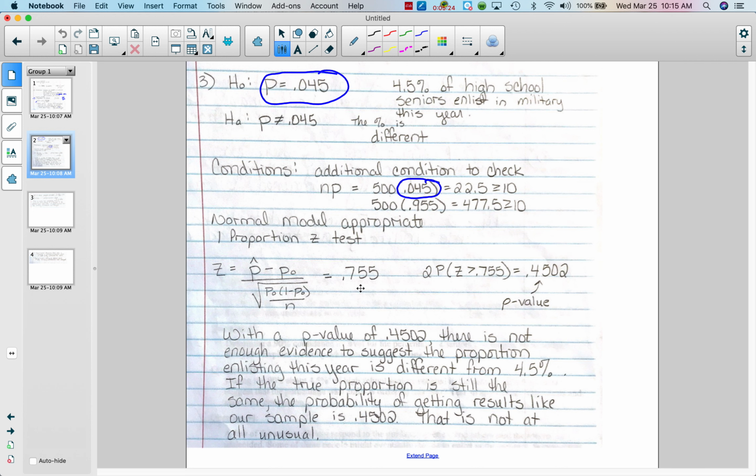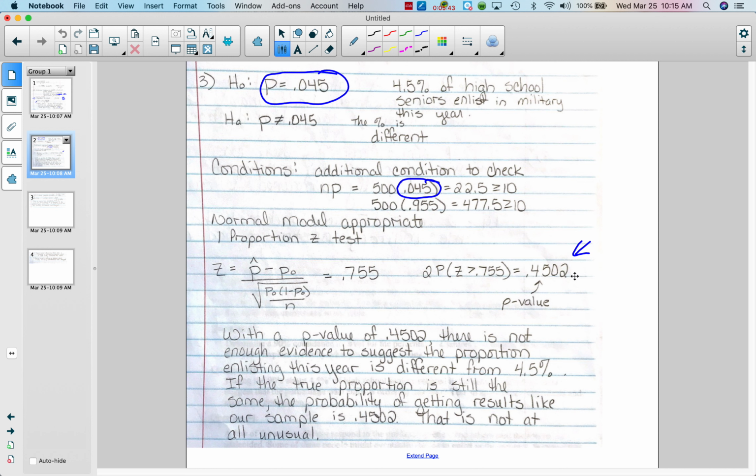It is a 1 proportion z-test. Your z-score value you should write down even if you use your calculator. Because it's a two-sided test, I have to double the p-value if I was doing this by hand. But if you use your calculator, you don't double that. You just are given the p-value. So here's my p-value, and now I have to interpret that.